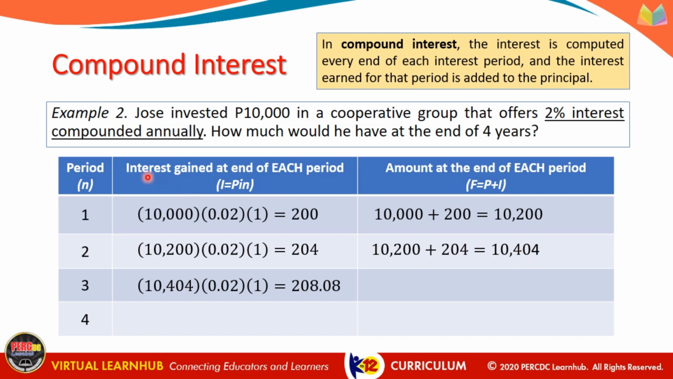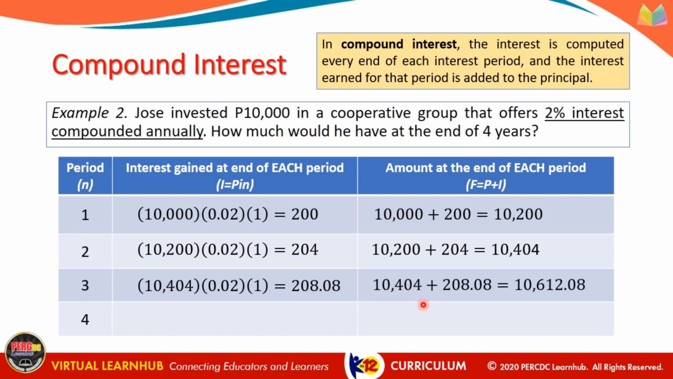For the third year, the interest gained at the end of 1 whole year, the third year, now we use here the value of the investment at the end of second year. Okay, we add the interest to the principal. 10,404 times 0.02 times 1. Okay, that is equal to 208.08.